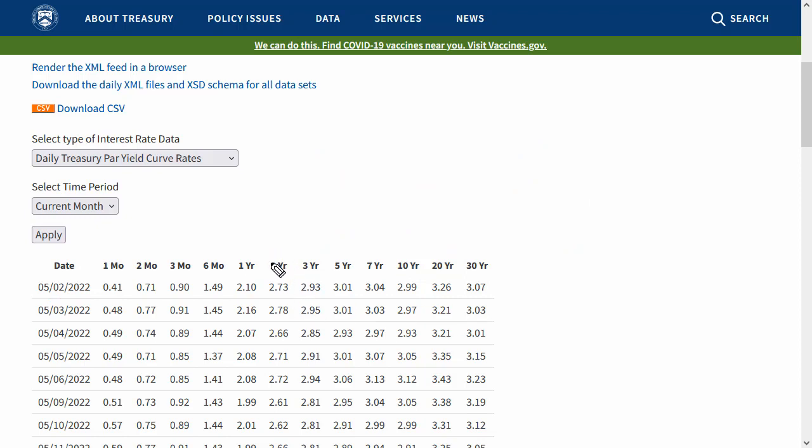In this particular case, we're going to look at the 2-year, we're going to look at the 10-year, and we're actually going to place a trade. So how would you do this?